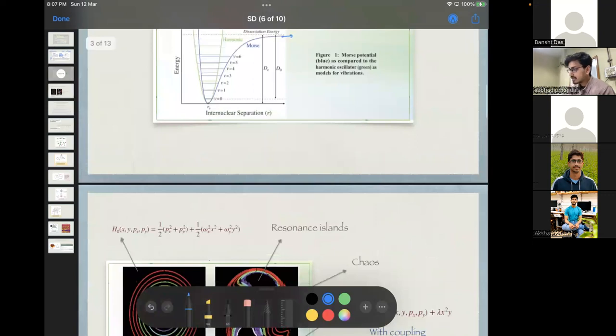So actually a molecule is a collection of all different vibrational modes, and all these vibrational modes are modeled using Morse oscillators. So basically, a molecule is a collection of coupled nonlinear oscillators.